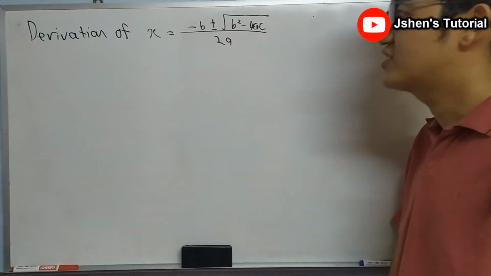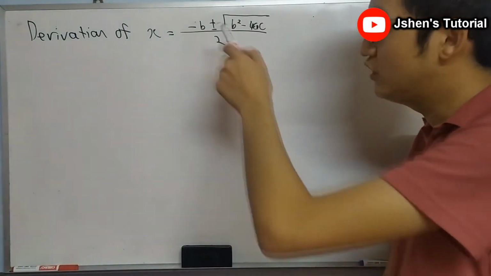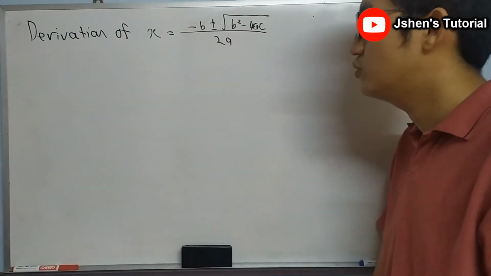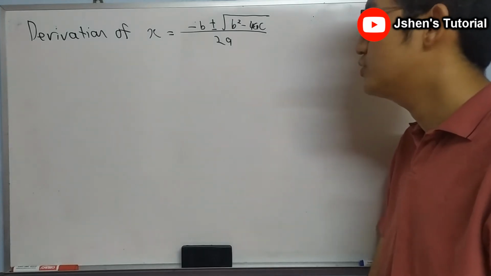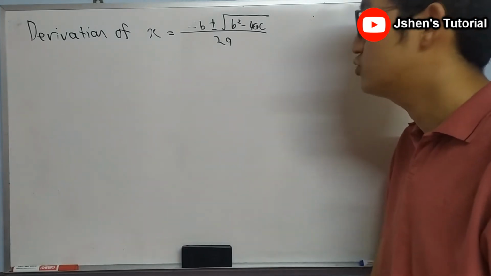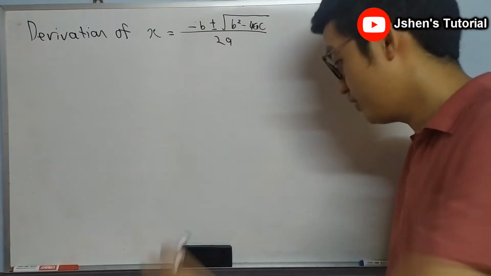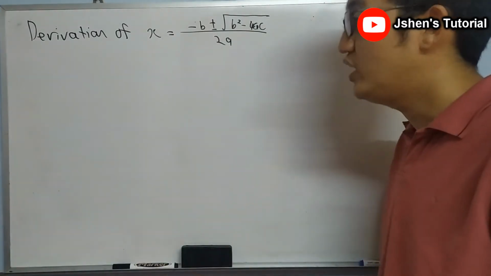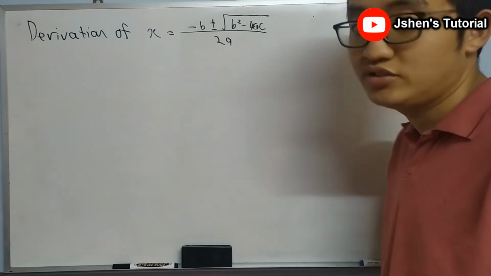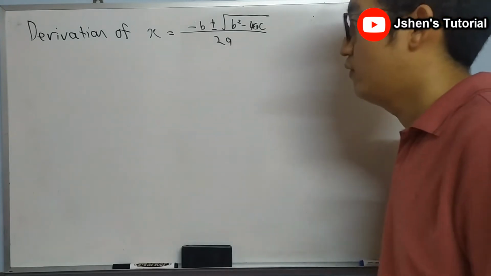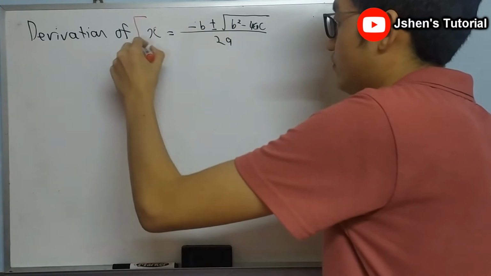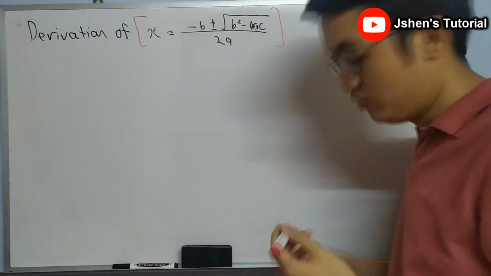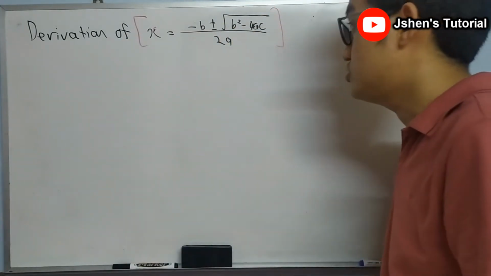Good morning. Today we are going to discuss how we derive this formula: x equals negative b plus or minus the square root of b squared minus 4ac, all divided by 2a. This is the formula we use when it involves quadratic functions or quadratic graphs. We usually use this formula to determine the x values from a given equation.